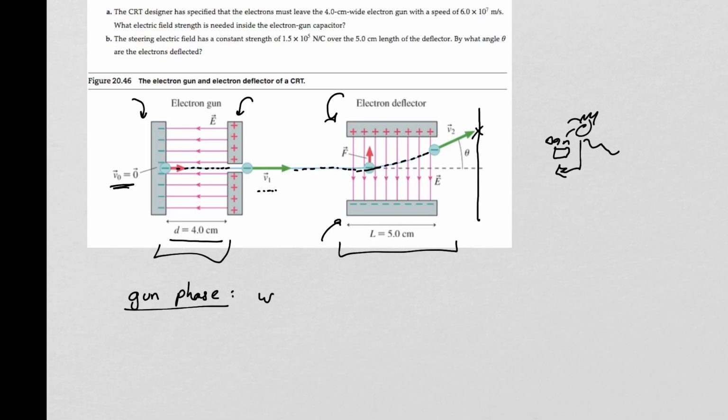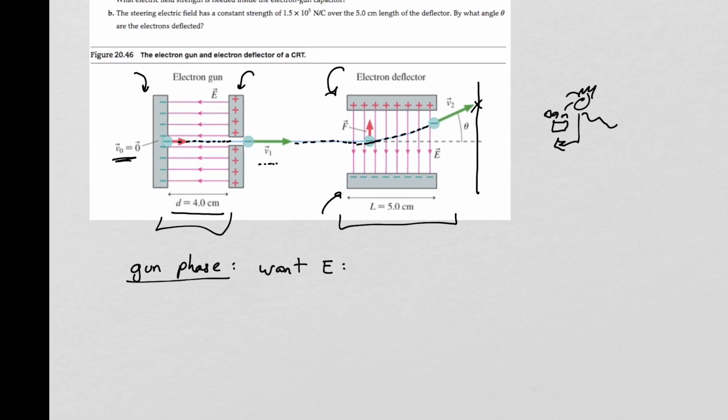They want us to find, in the gun phase, the electric field E. Now, at this point, we know there's two ways to find electric field, right? There's the electric field is sigma over epsilon naught, and then there's the electric field is equal to the electric force divided by charge. And which one are we going to use? Well, it looks to me like this one right here is going to be a bad idea.